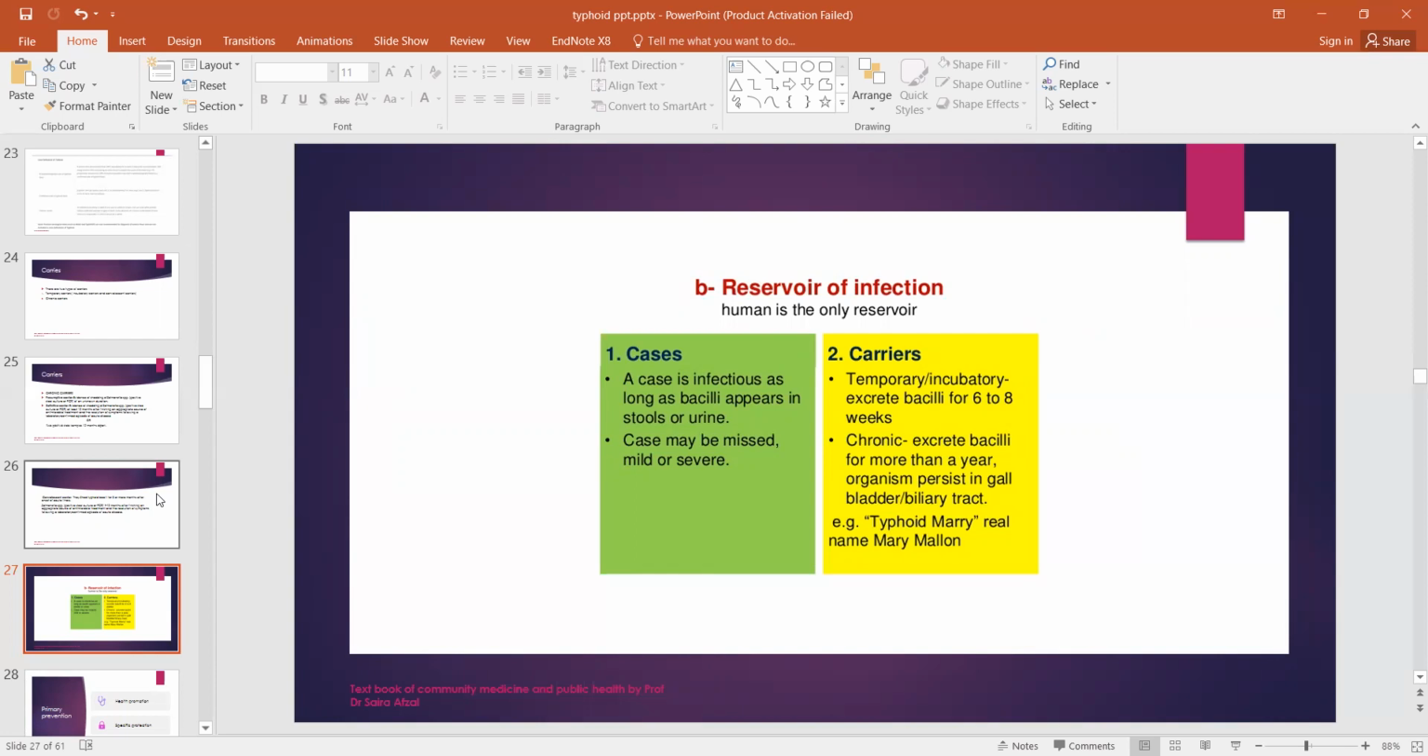And the classic example is Mary Mallon, also known as Typhoid Mary, who spread the disease for many years. Mary Mallon was a food handler, and she spread the disease for many years and was labeled as a chronic carrier.